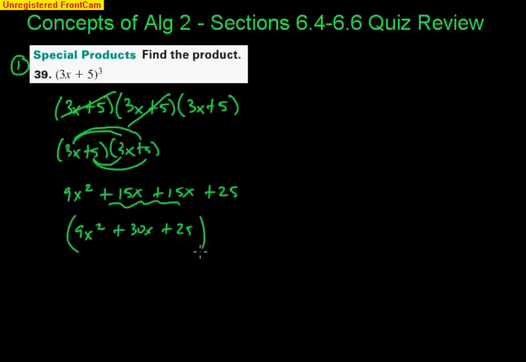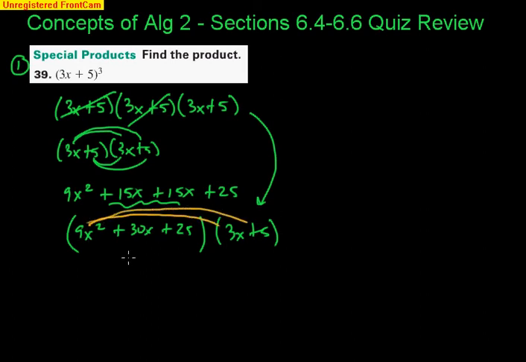So we'll put that in a parenthesis because we cannot forget about the last parenthesis, the 3x plus 5. We have to now bring that down and now distribute these 3 terms into those 2 terms. Okay, so I use a different color, orange. So this 9x squared has to go to the 3x and has to go to the 5.